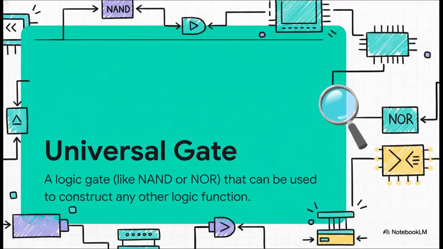So what makes a gate universal? Well, it means you can take just one type of this gate, and by wiring them together in different ways, you can build any other kind of logic you can dream up. An AND gate, an OR gate, you name it. You don't need any other parts, just this one.